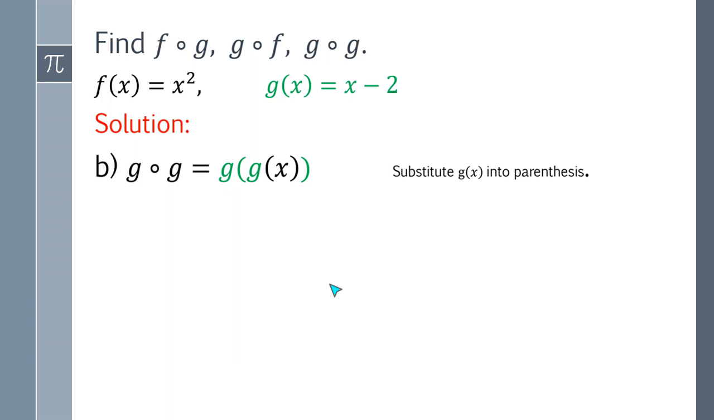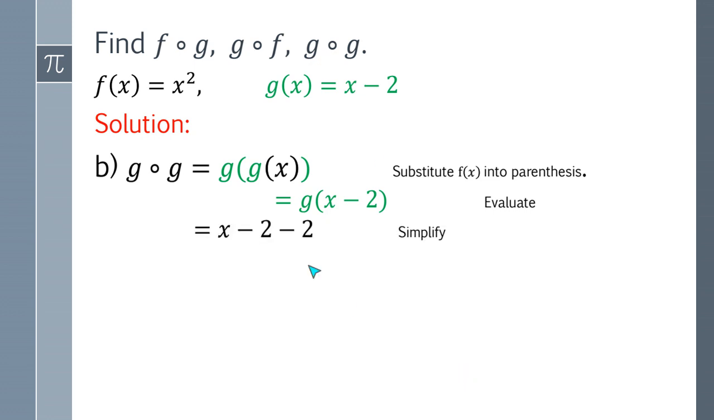Then the last one is g composed of g of x. If we substitute it in there, we get g of x minus 2. I'm going to take this information and plug it in for x. So I get x minus 2 minus 2, which is x minus 4.